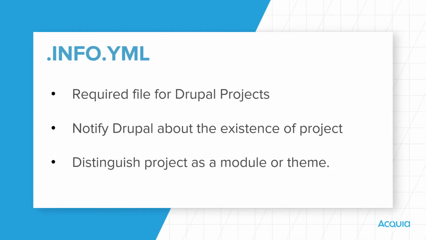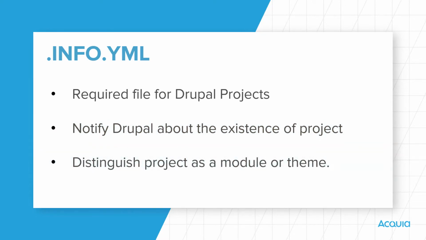An info.yml file, also known as an .info.yml file, is an essential part of a Drupal module or theme, and it's used to store metadata about the project. These info.yml files are required for a few reasons. Two important reasons are, 1, they notify Drupal about the existence of the project, and 2, they distinguish the project as a module or a theme.